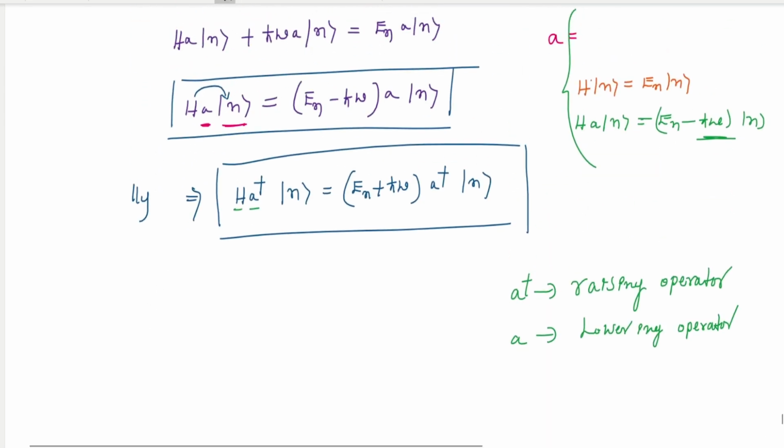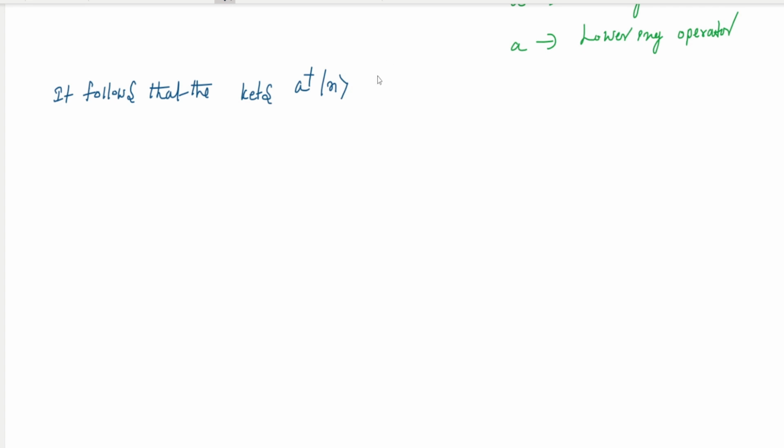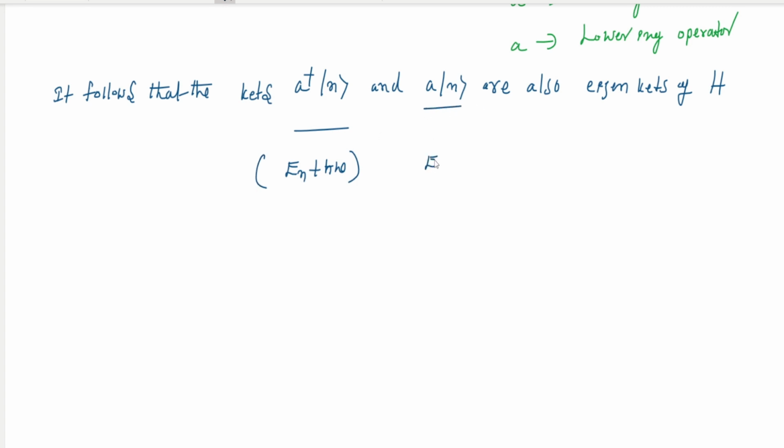And one more thing I'm going to explain here. It follows that A dagger into the nth wave function and A into the nth wave function are also eigenkets of H. The corresponding eigenvalues are En plus h cross omega and En minus h cross omega respectively.